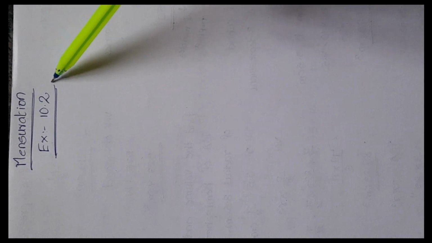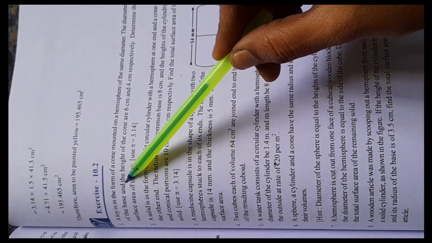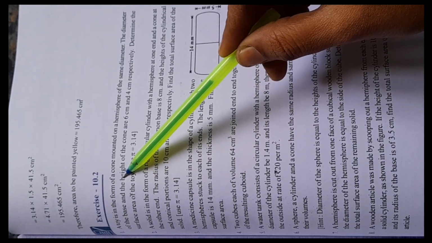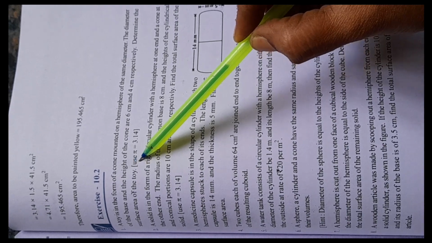Today our topic is exercise 10.2 in the mensuration chapter of 10th class. First question is, a toy is in the form of a cone mounted on a hemisphere of the same diameter. The diameter of the base and the height of the cone are 6 cm and 4 cm respectively. Determine the surface area of the toy.